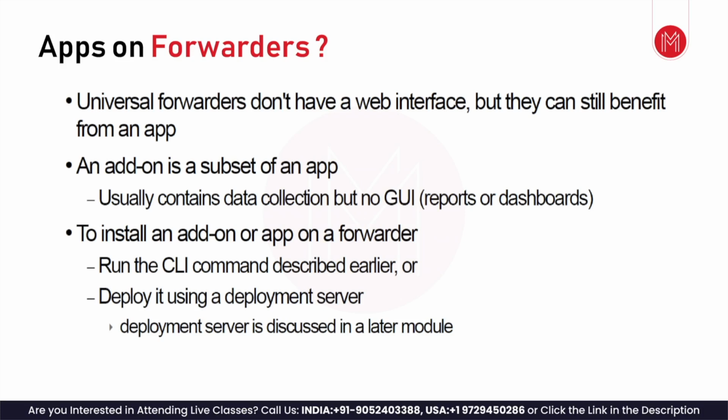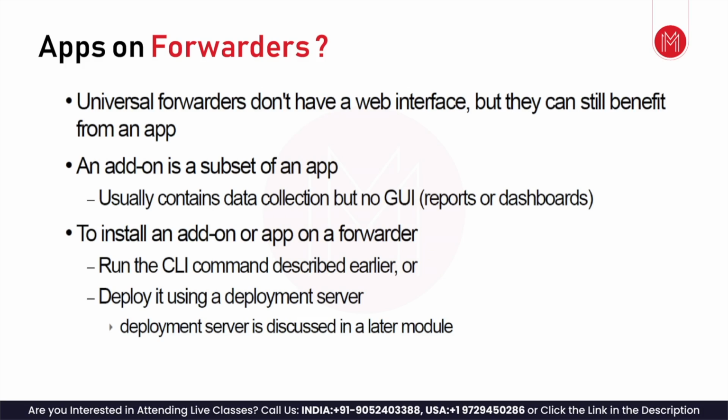And the universal forwarder. The universal forwarder is a forwarder where we download the software from Splunk.com and add it in the server. It is responsible for forwarding the data. We are going to see more about universal forwarders in coming modules. But if you see, it does not have any web interface. Web interface is not available, but it can still benefit from an application. Whatever applications and configuration files are present can still be of benefit.